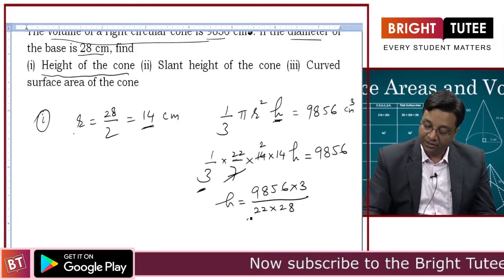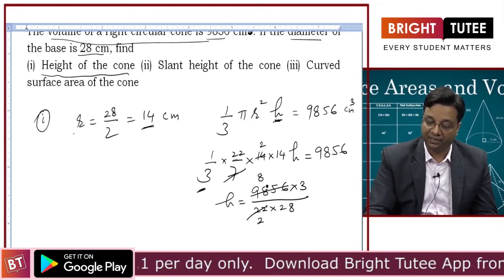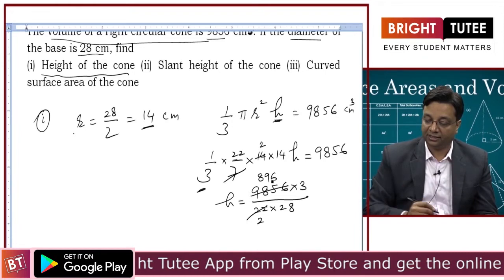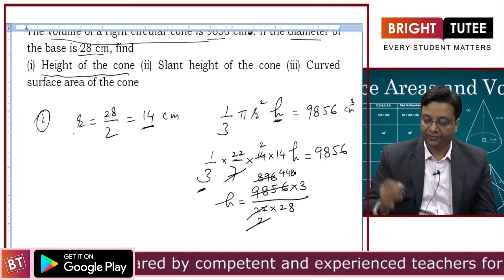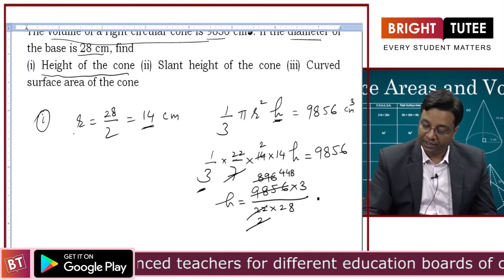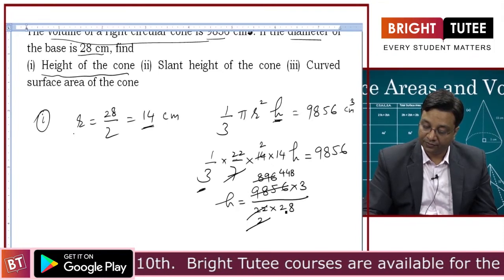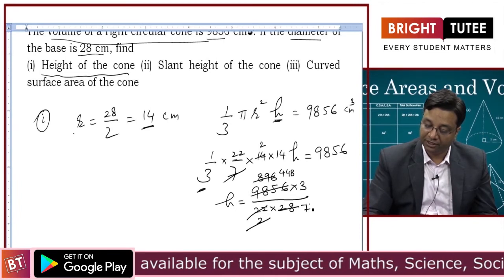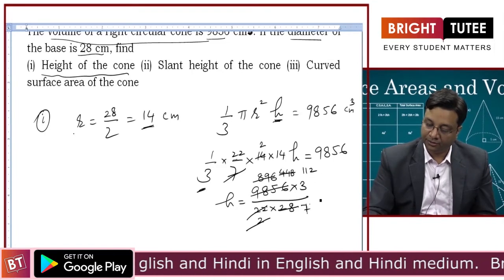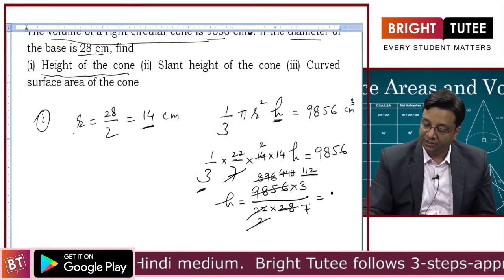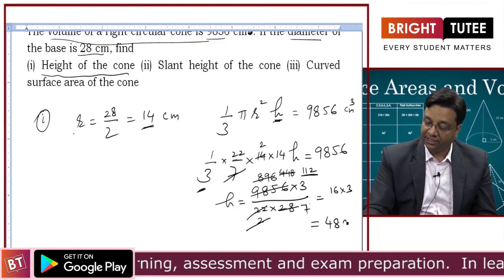Okay. So 11 into 2 is 22. 11 8s are 88, remainder 10, right? 11 9s are 99, so 6 remainder. 11 6s are 66. Okay, 2, 4, 4, 8, right, and it will be equal to 4 into 7 is 28, so it will be 112, and can it be cancelled with 7? So 7 ones are 7, 4 remainder, 7 6s are 42 into 3. So the height is 48 centimeter, right?